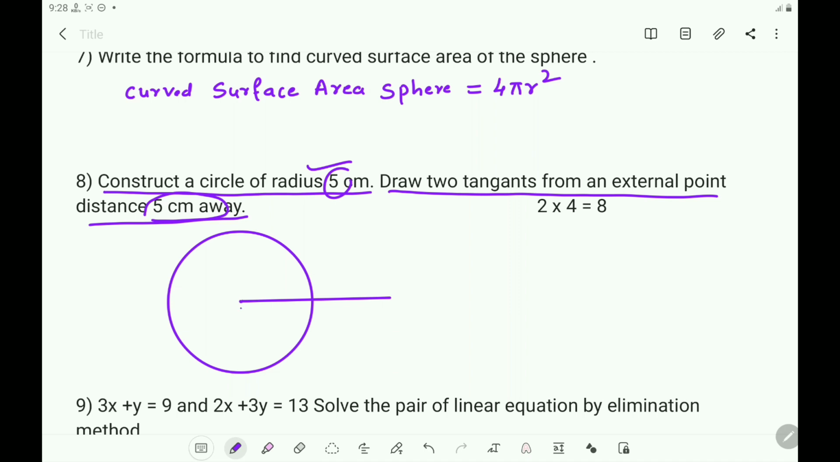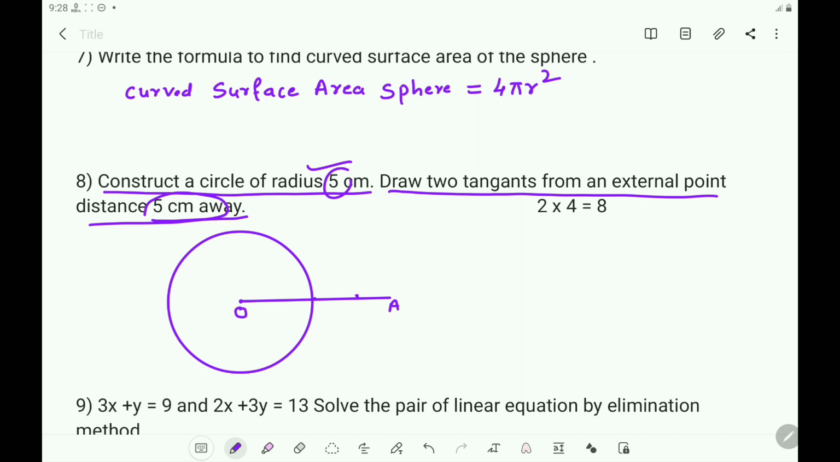Now here this is the center. This is the external point. This external point is 5 cm from this point. And here what you have to do? You have to draw the tangents. And you go through the video and learn the method of drawing the tangents from the external point. And what is the method here? You take a compass and with OA as a center, take the curve of radius more than the half of this OA.